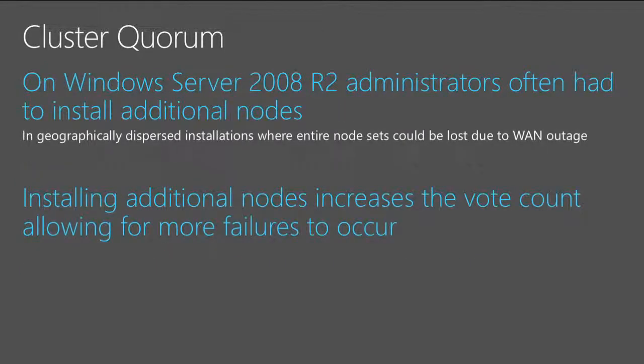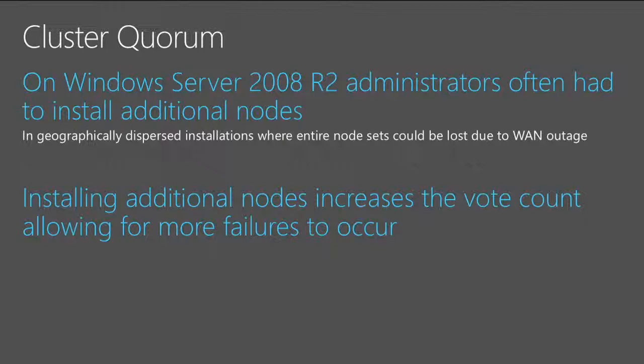Now, in Windows 2008 R2, administrators, if they needed to keep redundancy in a primary data center, used to have to inflate the vote count by adding additional nodes. There was no way for you to, for example, tolerate a WAN failure in an evenly distributed cluster and still tolerate a failure of another resource in the primary data center, because you just could not have quorum in that situation. So you would install additional nodes in the primary data center in order to inflate that.